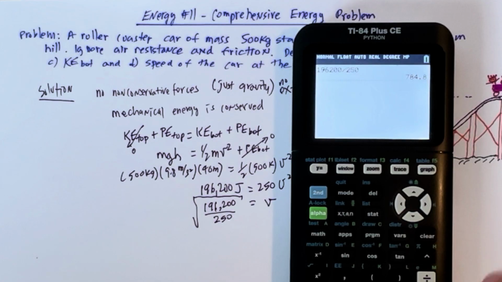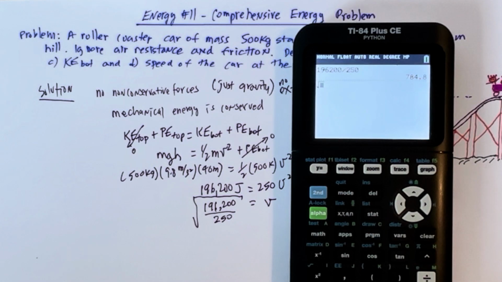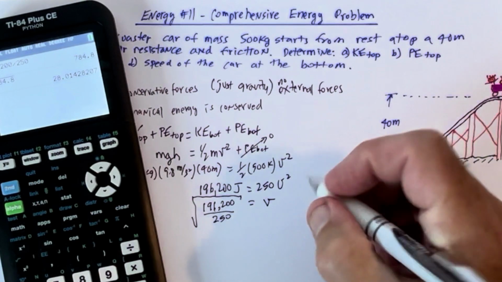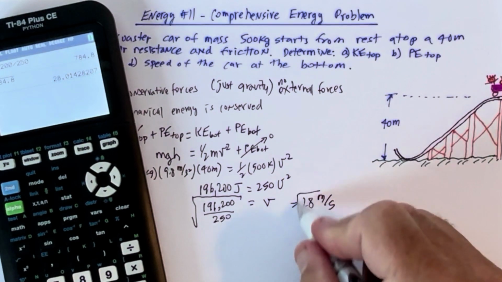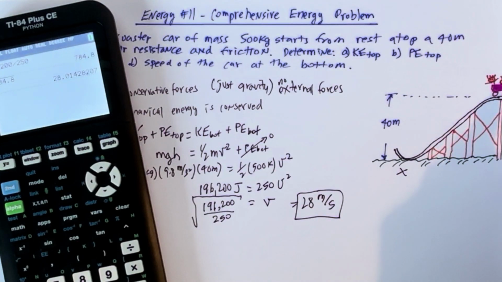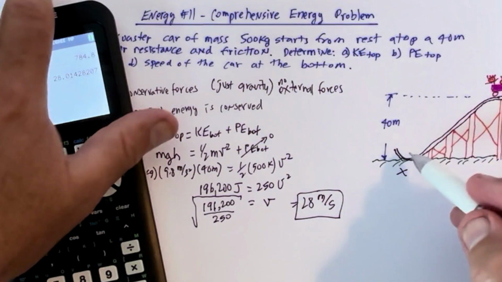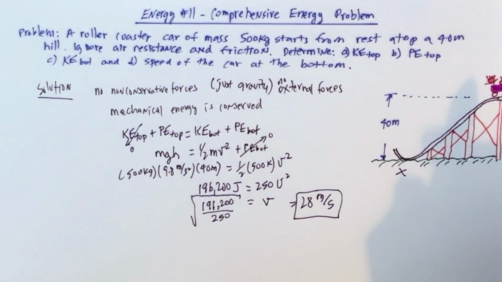Enter. Now we want to take the second square root of that, and that's 784.8. Enter. Okay, so we're going to get 28 meters per second. That's going to be our velocity down here at the bottom, once we convert this potential energy at the top to kinetic energy at the bottom. Remember, we're ignoring the effects of friction and air resistance.